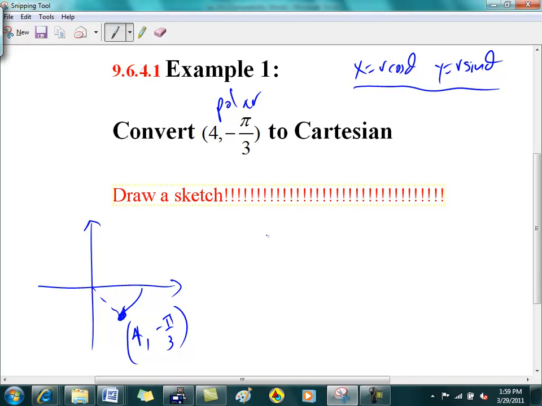Okay, and I have x equals 4 cosine negative pi over 3. This is a friendly angle.